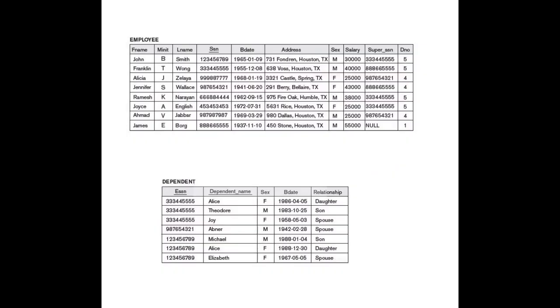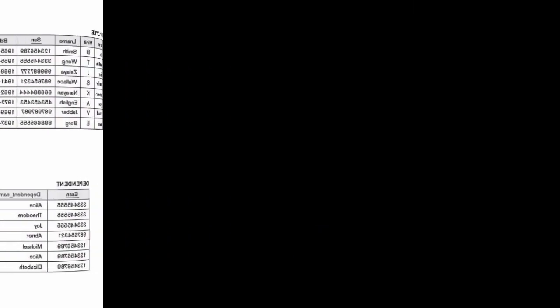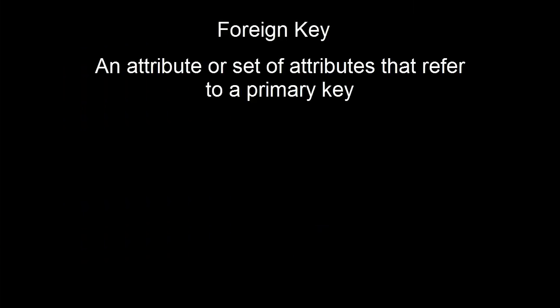Hopefully that's making sense to you, so let's take a look at the relationship between the dependent and the employee. The foreign key ESSN is in the dependent table, and it points to the SSN attribute in the employee table. If I asked you to tell me the employee that Abner is related to, you should be able to see that the ESSN for Abner points to the SSN for Jennifer. So, a recap, the definition for a foreign key is an attribute, or maybe a set of attributes, that refer to a primary key.